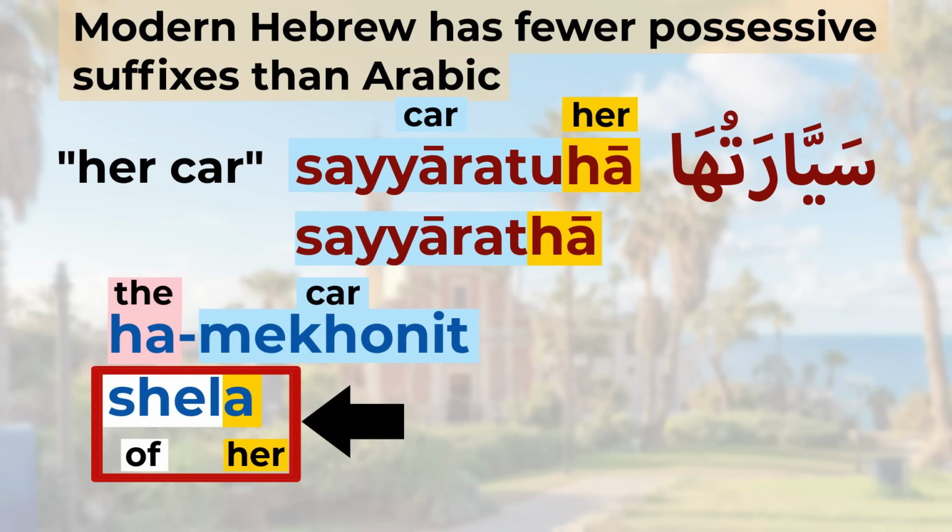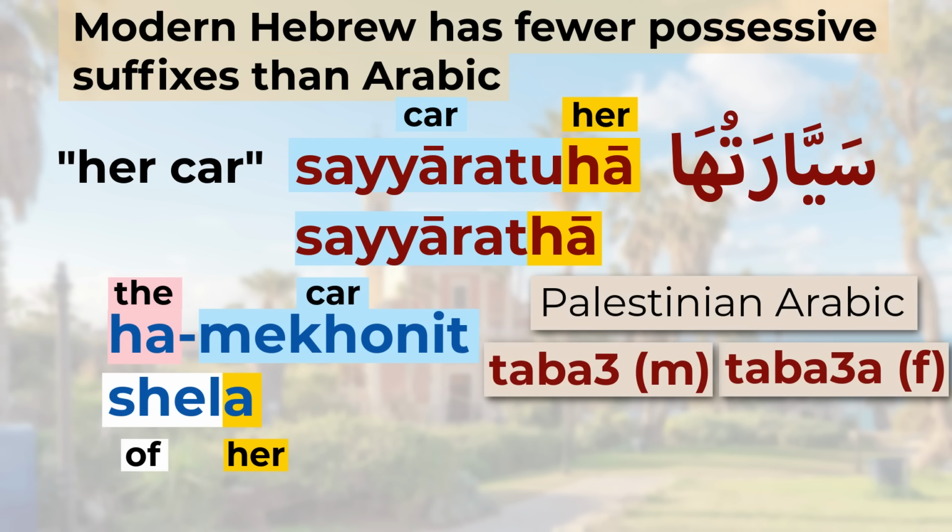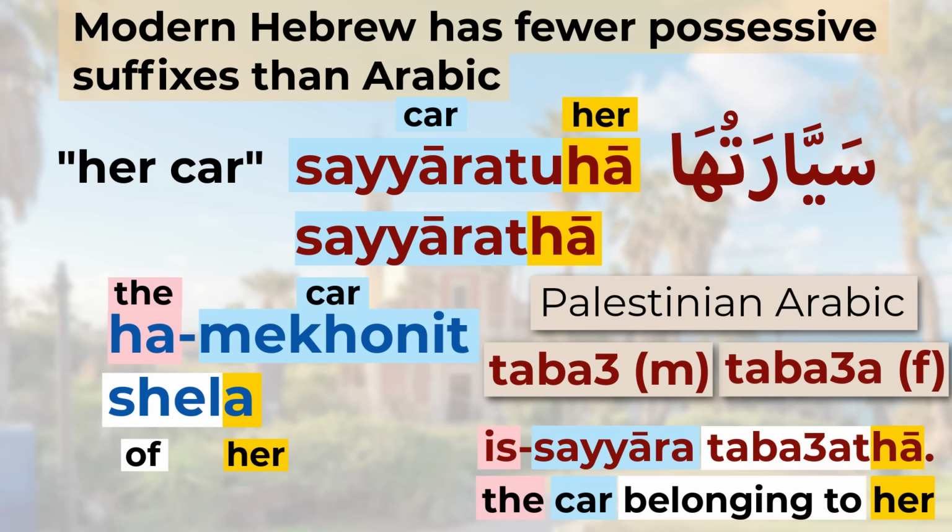Colloquial Arabic dialects often use a similar possessive marker. Like in Levantine Arabic, there's taba'. Her car would be is-sayyara taba'atha, like the car belonging to her.